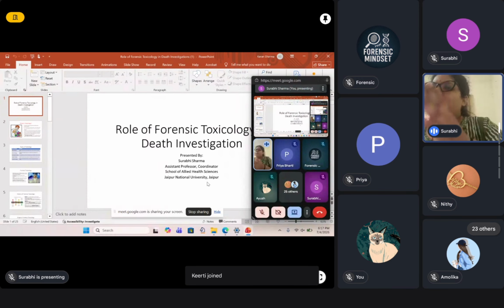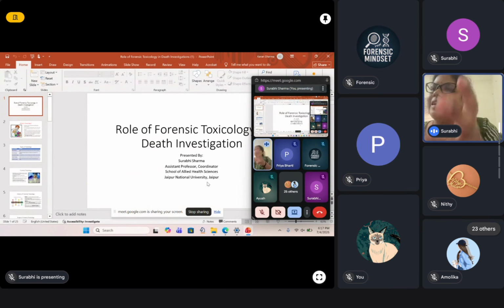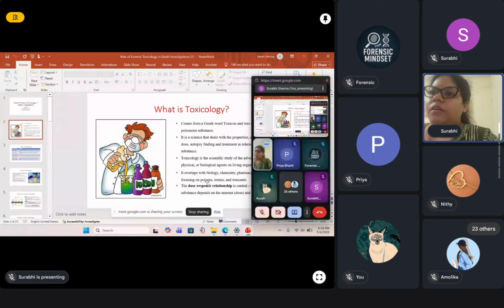So I have kept my course basically into two parts. One is the gist of what forensic toxicology is all about and how forensic toxicology helps in death investigation. And tomorrow we'll be talking about the detailed things about all the drugs and all the poisons that we will be seeing in this particular presentation. So I'll start with what is toxicology.